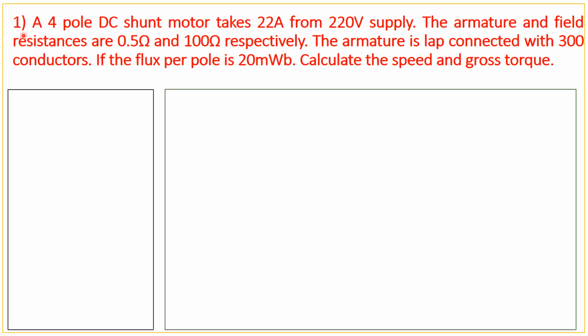So this is the problem statement. A 4-pole DC shunt motor takes 22 amperes from a 220 volt supply. The armature and field resistances are 0.5 ohm and 100 ohm respectively. The armature is lap connected with 300 conductors. If the flux per pole is 20 milliweber, calculate the speed and gross torque.